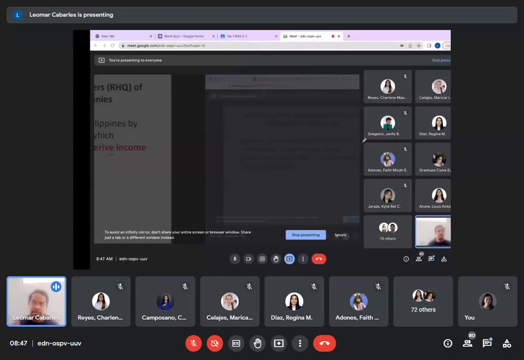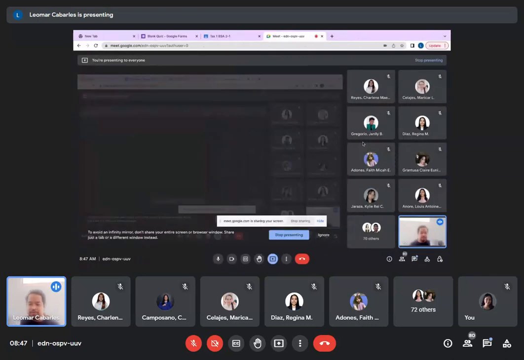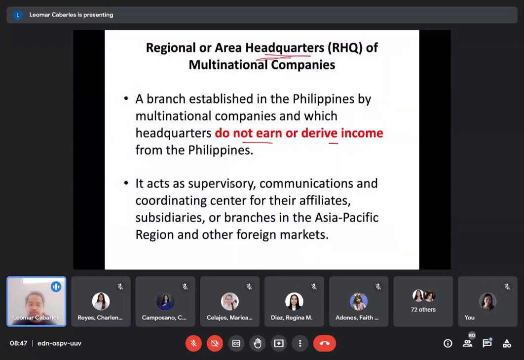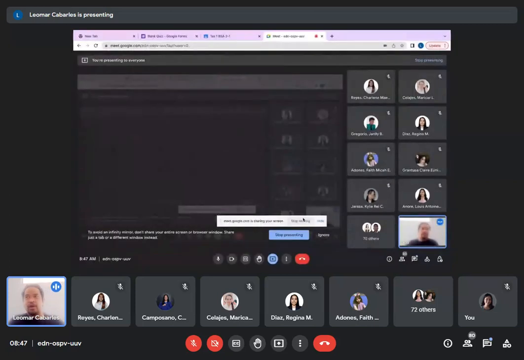It's just a headquarter. No? Administration lang ang ginagawa. No? So supervisory, communication, coordination, different headquarters. Okay? Kaya naman, ano ang taxation pag headquarter lang? Walang operation talaga kasi administrative lang siya. Walang tax kasi walang income.